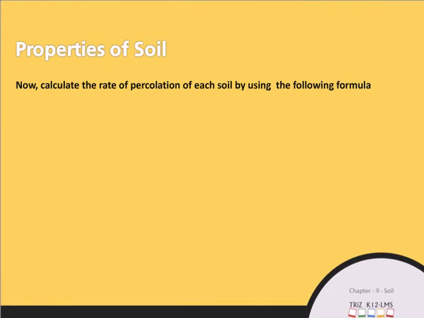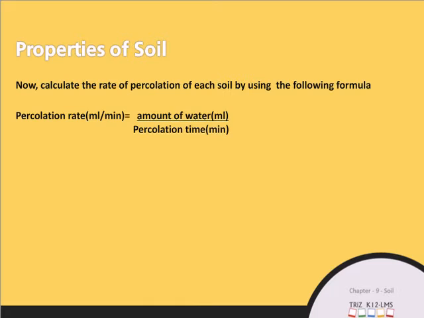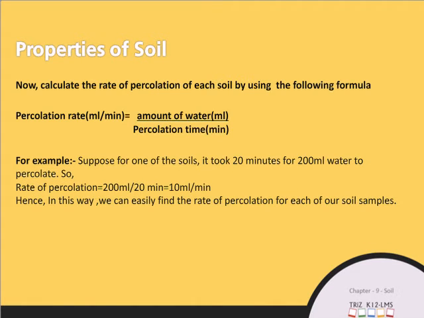Now calculate the rate of percolation of each soil by using the following formula. Percolation rate is equal to amount of water, that is ml, divided by percolation time, minutes. For example, suppose for one of the soils, it took 20 minutes for 200 ml of water to percolate. So rate of percolation is equal to 200 ml divided by 20 minutes is equal to 10 ml per minute. Hence, in this way, we can easily find the rate of percolation for each of our soil samples.